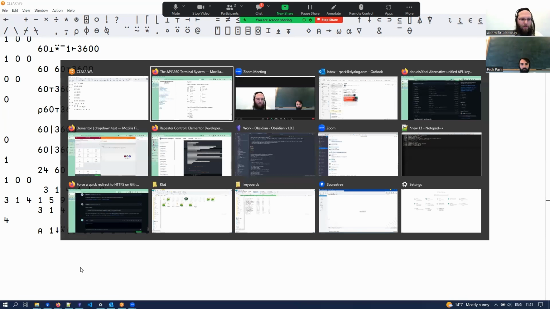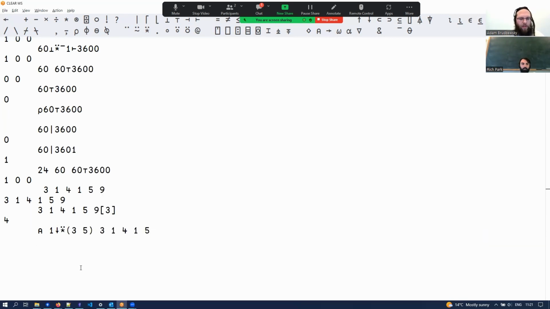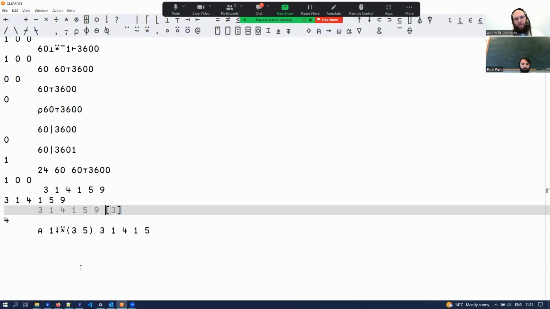...with digits of pi, 3 1 4, you can stay here in the APL: 3, 1, 4, 1, 5, 9. Now indexing, square bracket 3, and that selects the 4. But after that square bracket, what happens if you write another list of numbers like 2, 7, 1, 8, whatever?